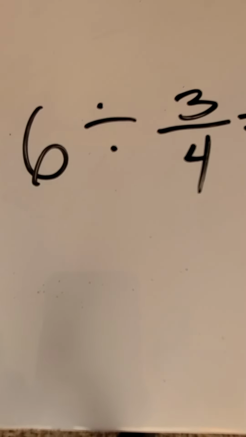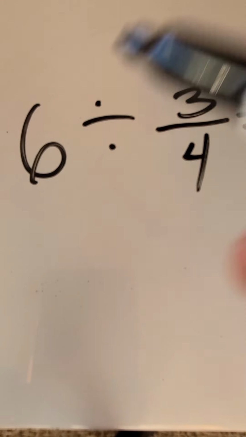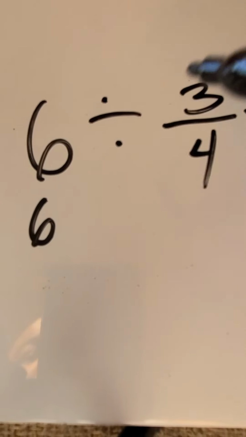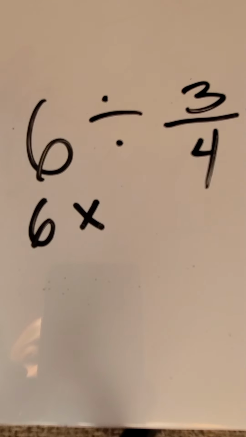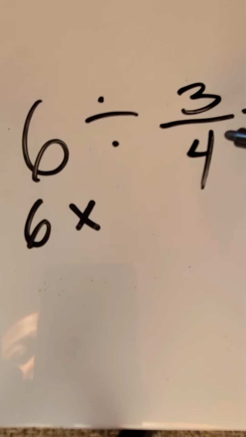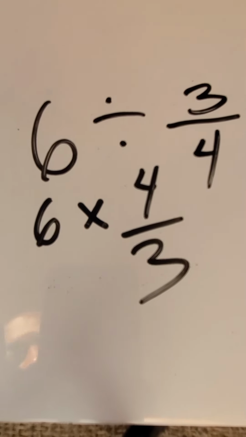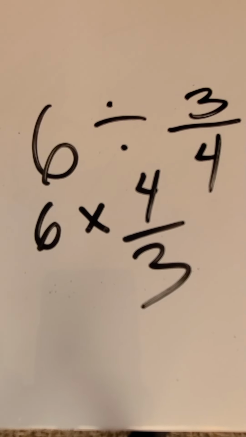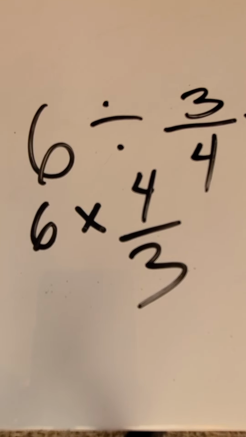Now remember, when dividing fractions, even if we have this whole number, the rules stay the same. So we bring this 6 down, we change the division sign to a multiplication sign, then we get the reciprocal, or we just flip the fraction 3/4 and make it 4 over 3. So this is our new expression.